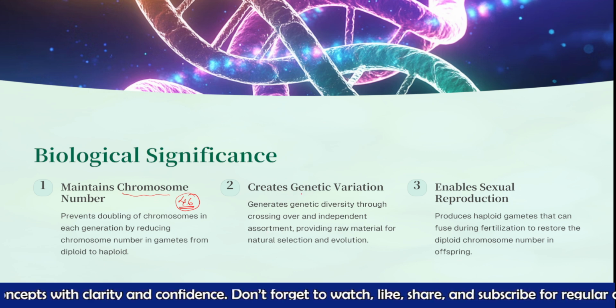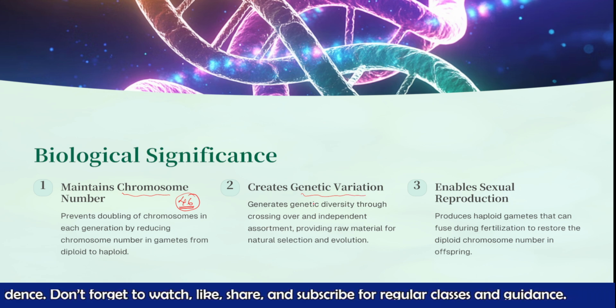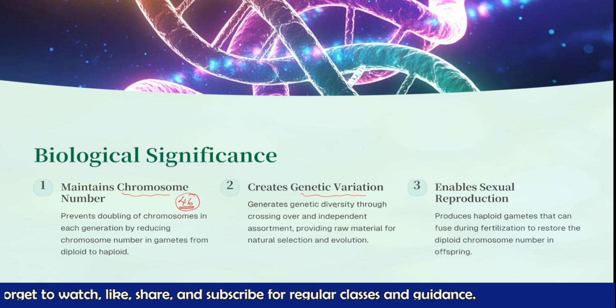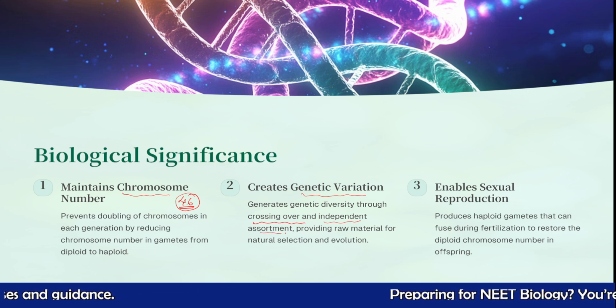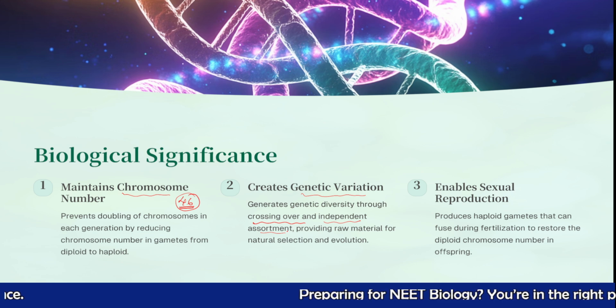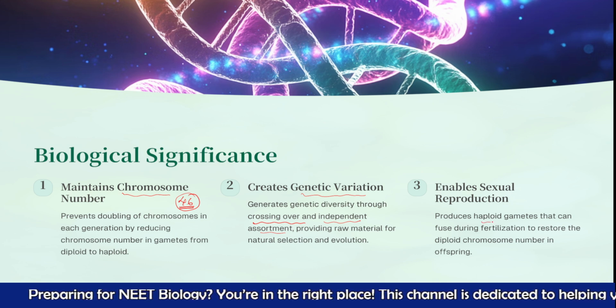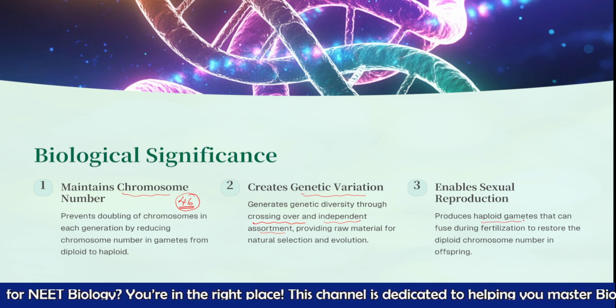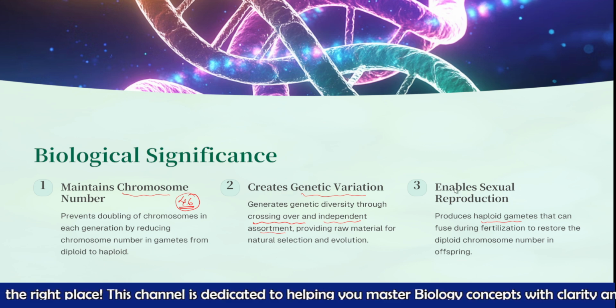Another significance is that it creates genetic variations. Variations in the genetic constituent or in the genes cause the new characters. That is due to meiosis, specifically the crossing over and the independent assortment that we will discuss in the coming part, right? Then it enables sexual reproduction. In sexually reproducing organisms, the formation of the haploid gametes is through meiosis. So these are the significances of meiosis.